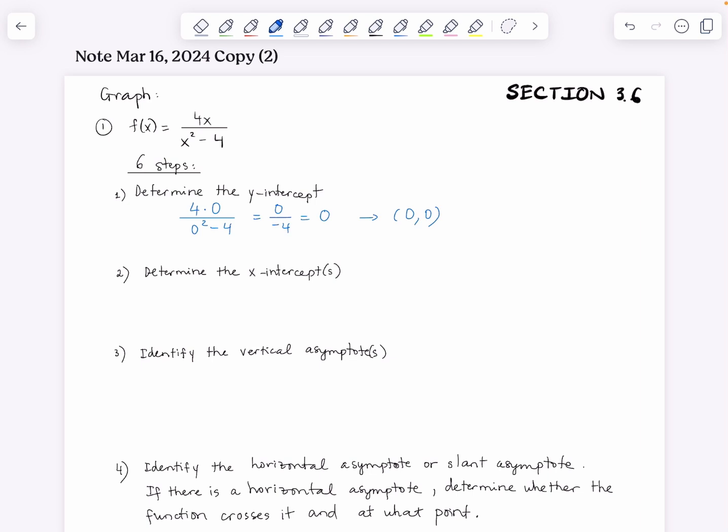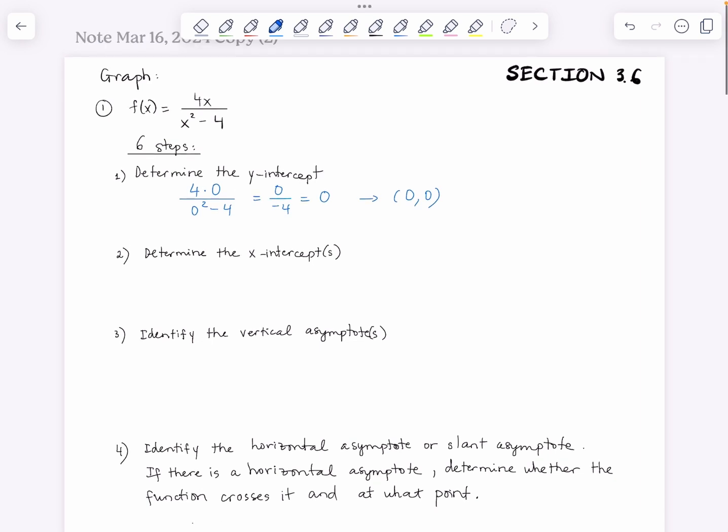Determine the x-intercepts. To find the x-intercept, you let the function be 0. You could make 0, 0 over 1, then do cross multiplication. 4x times 1 is 4x. 0 times that whole expression, x squared minus 4, will just give you 0. Divide both sides by 4. That will get us x is equal to 0. So the x-intercept, there's only one, and that is the point (0, 0).